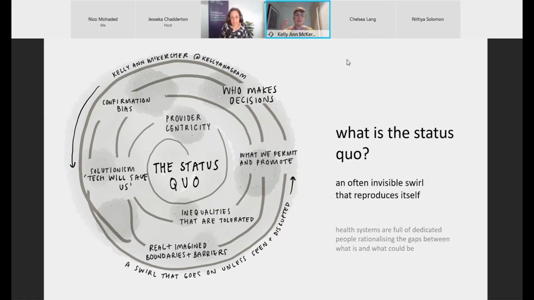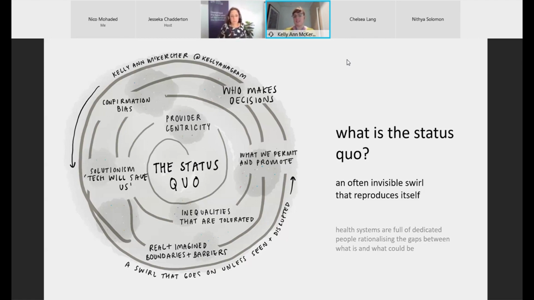So I guess when I'm thinking about the status quo, I'm thinking about this swirl of the way things are that are often produced and reproduced over time. These are things like accepting who gets to make decisions or who is excluded from decision making. These are things like what we permit and what we promote in our systems and our workplaces and our teams. These are things like the types of inequalities that we actively tolerate, and we might talk about wanting them to be different, but might not apply specific equity-centred design practices to reducing that inequality or promoting equity.